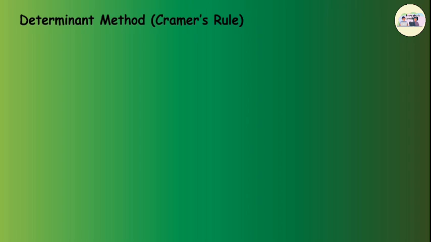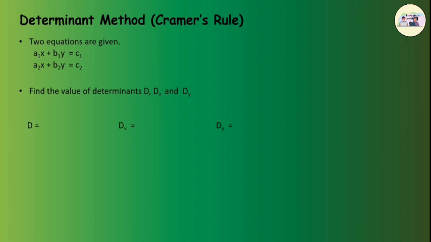Determinant method and Cramer's rule. In Cramer's rule, we are given two equations. Compare with a1x plus b1y equals c1 and a2x plus b2y equals c2. Get the values of a1, b1 and c1, also of a2, b2 and c2, placing these values in the formulae.